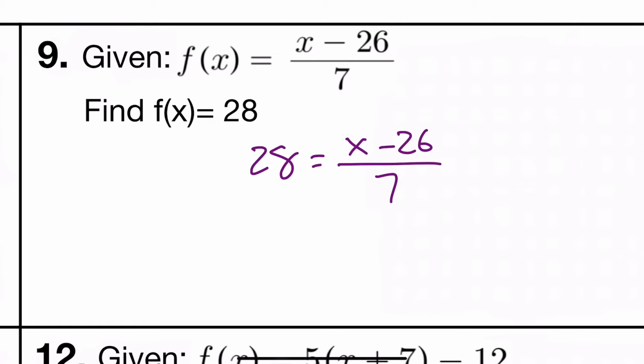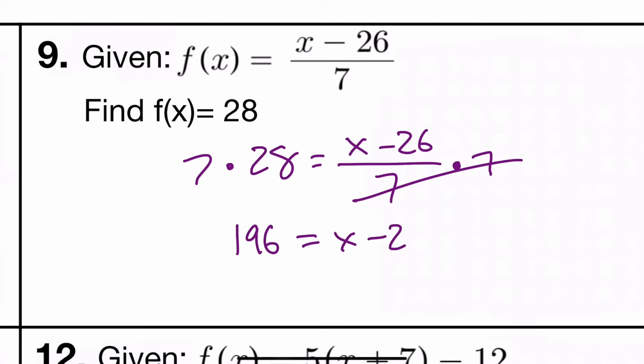All right, I see we have a fraction. I want to get rid of that, so I'm going to multiply by the bottom again. When I do that, these are gone, and I have 7 times 28. That is going to be 196 equals x minus 26.